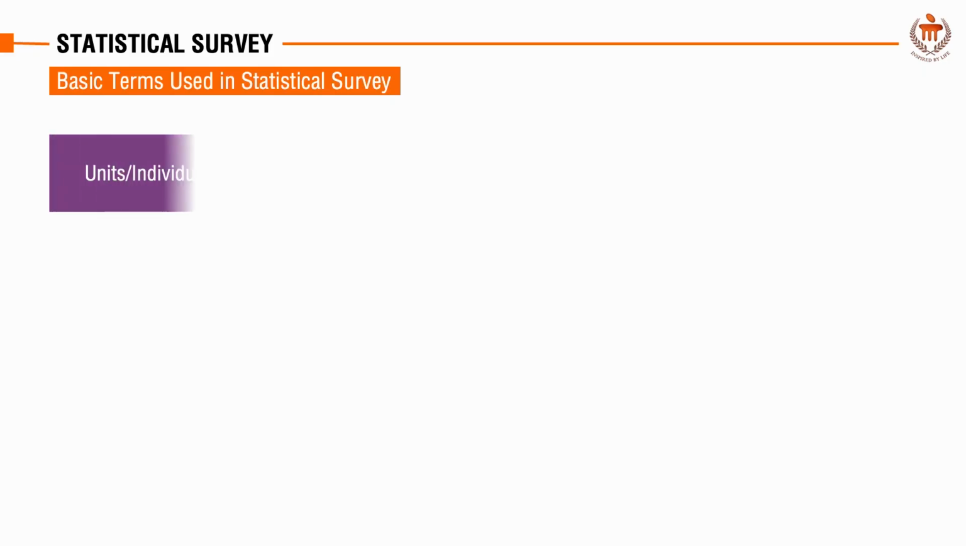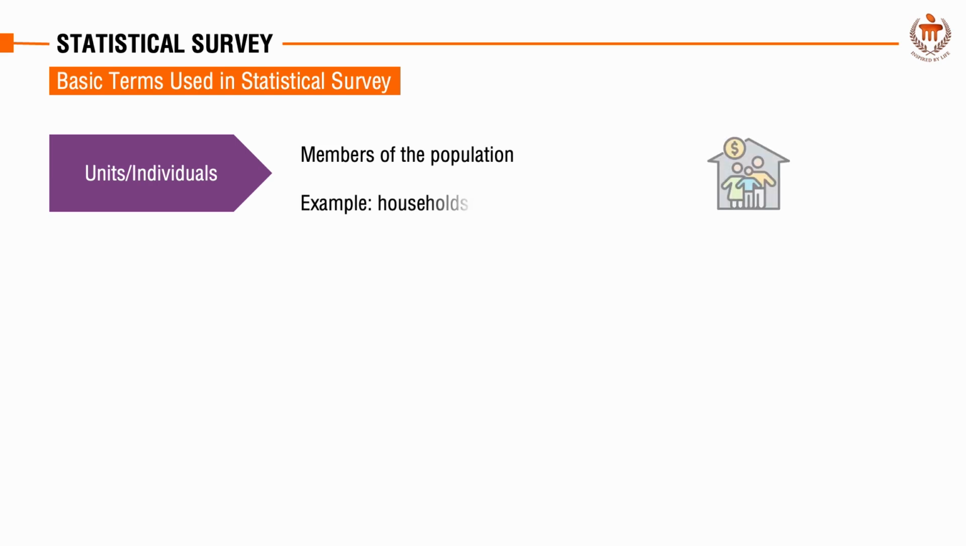Now, the basic terms used in statistical surveys. Several basic terms are essential for understanding and conducting the study effectively. It can be units or individuals, which refers to the member or element of the population being studied, such as a household in an income survey or a student in an educational survey study. These are the entities from which the data is collected. Examples are households in an income survey.